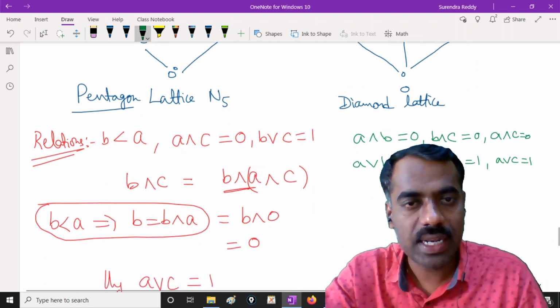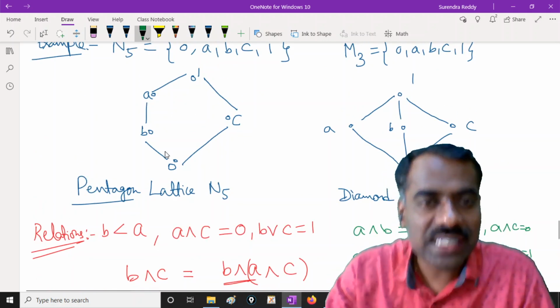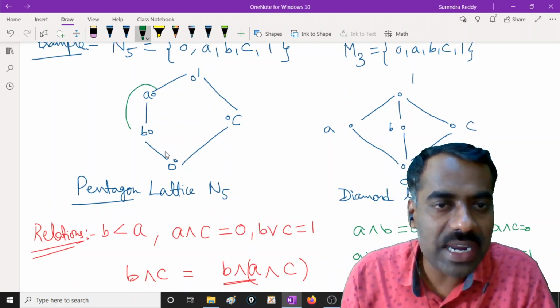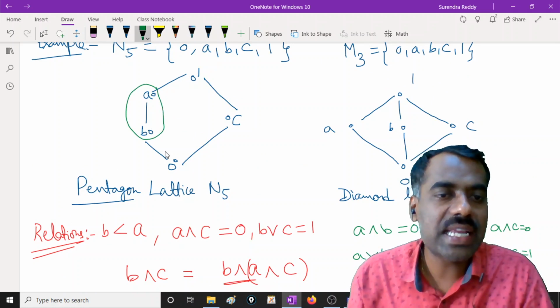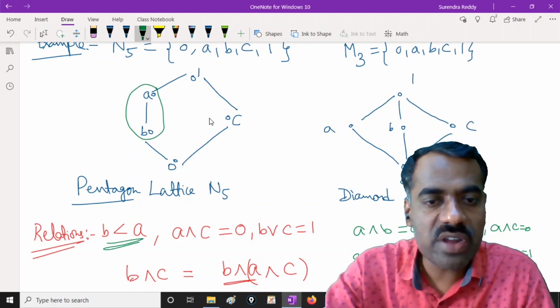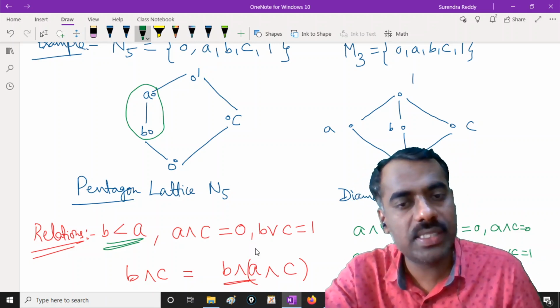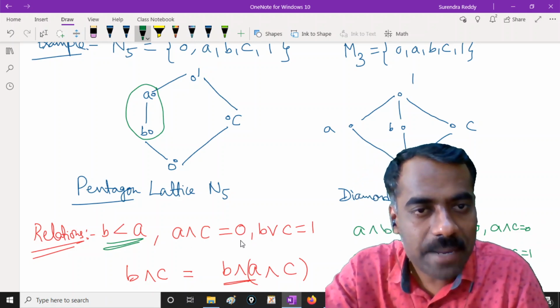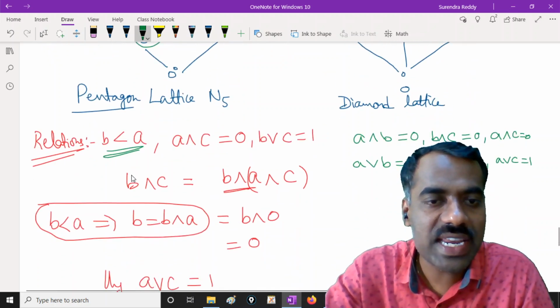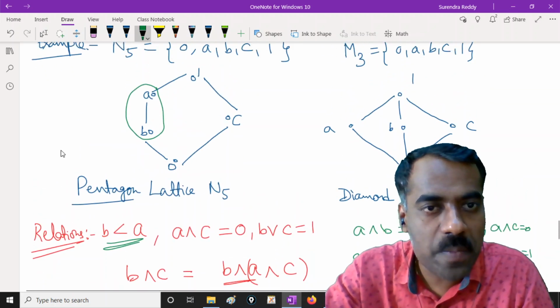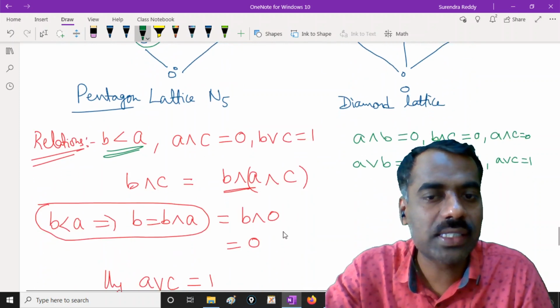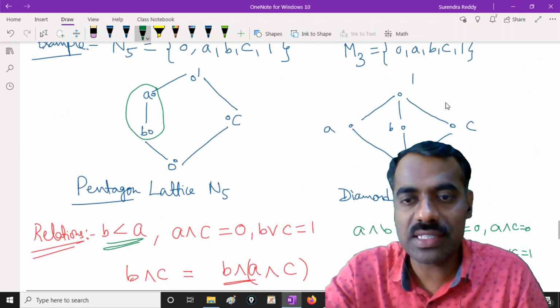Because A, B, C, those three elements are not comparable, you should have independent relations among those three, right? Whereas here, because A and B have some relation, namely B is less than A, you don't need to define all in the form of A meet B, A join B, all those things, right? If you have A meet C, then you can get B meet C. Whereas if you have B join C, then you have A join C, right? This pentagon, this is another one.